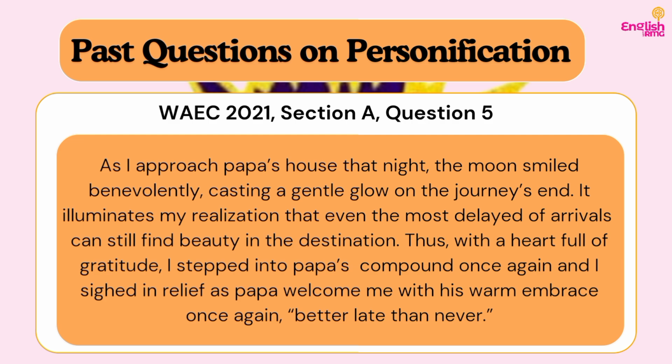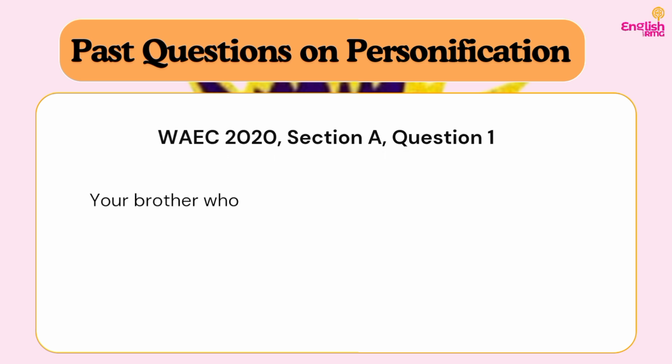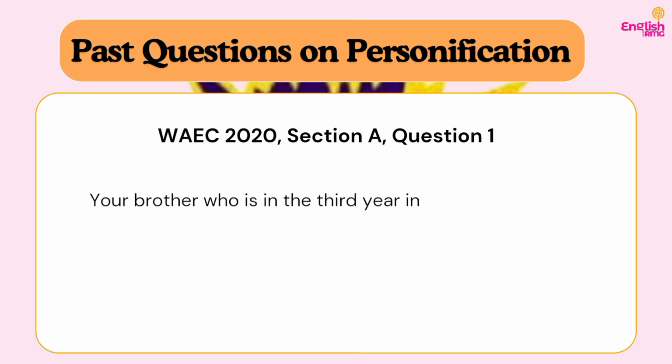destination. Thus, with a heart full of gratitude, I stepped into Papa's compound once again, and I sighed in relief as Papa welcomed me with his warm embrace. Once again, I said, it is better late than never. So here I'm imagining that I've written this story as me being a victim of a wicked auntie who took me to Lagos with a promise that she's going to give me a better life. But I realized she was going to use me for what? Human trafficking. Then after meeting people, experiencing different things, I eventually escaped and I was able to come back to my father. Do you understand?